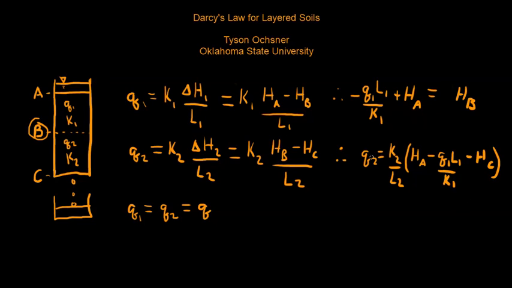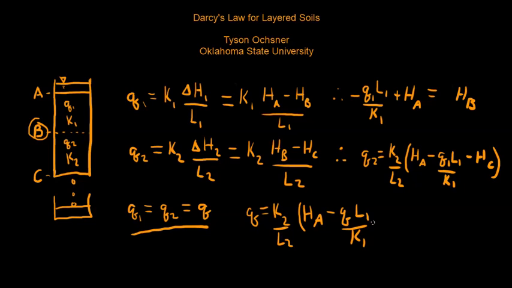But now it's strange because I have these Q2 and Q1 in the same equation, but I'm going to use this fact that these things are just equal to Q, the flux through the column. So we have Q equals K2 over L2 times HA minus Q L1 over K1 minus HC. Okay, so just starting to simplify this equation a little bit now.